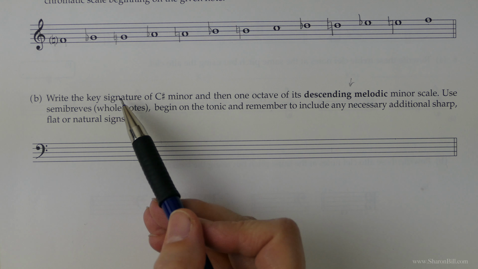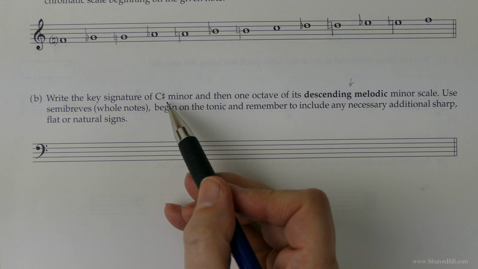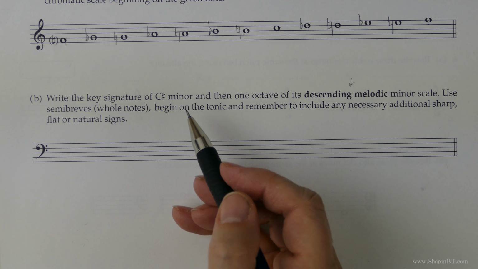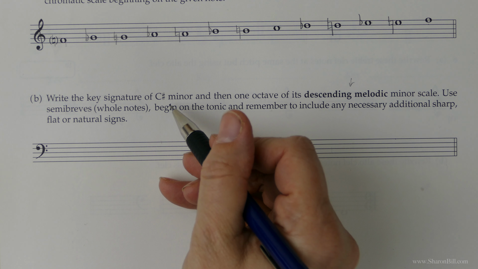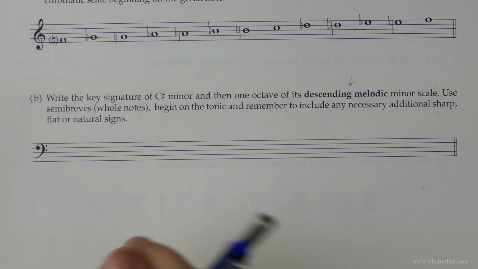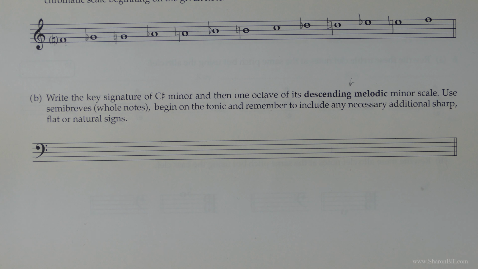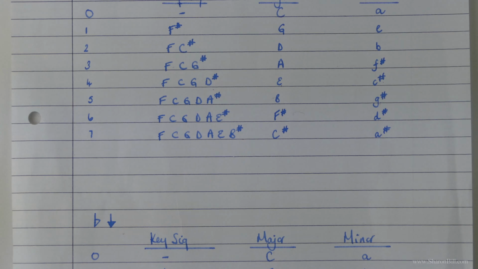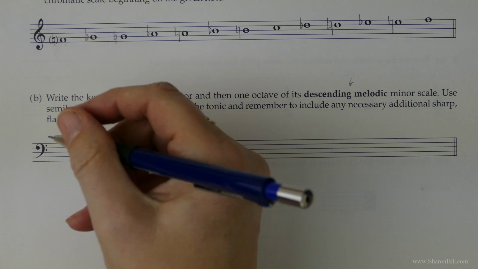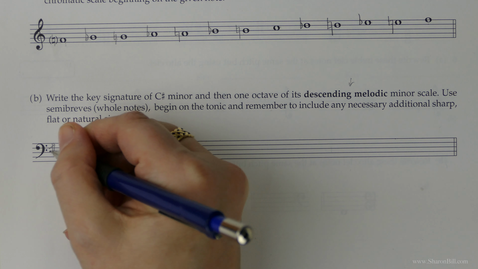So the first job is to write the key signature. C sharp minor is related to E major, so you just need to have a really good working knowledge of these keys, major and minor related keys, or just quickly write it down in list form and then all your thinking's done. So here we go, let's get cracking.